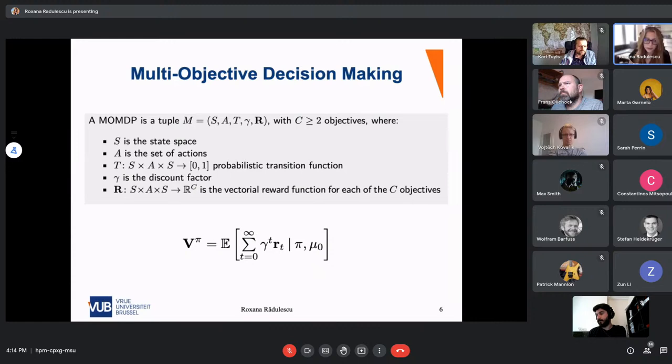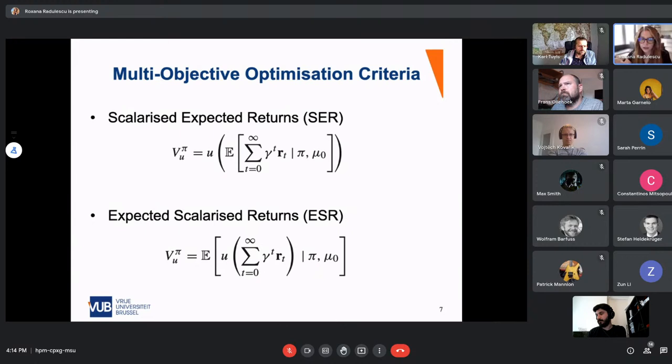So when we take a utility-based approach, we need to apply the utility function, and we actually have two options. These are optimization criteria that were defined already by Roijers et al. in their multi-objective survey. If we are interested in the value over multiple applications of our policy, we will use the scalarized expected returns, or SER criterion. So let me give an example to understand what I mean here.